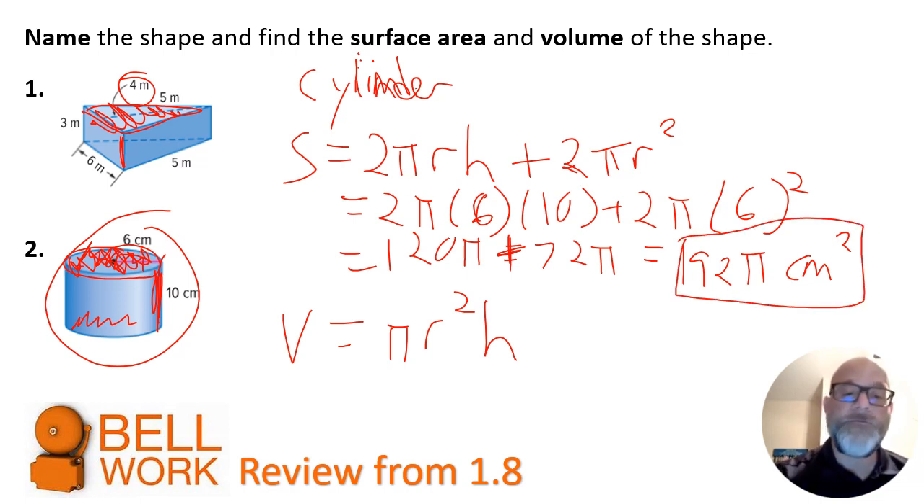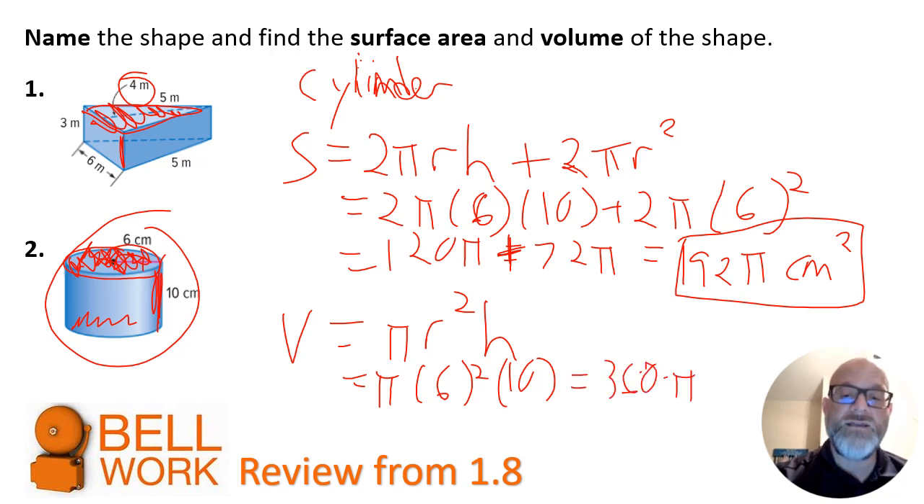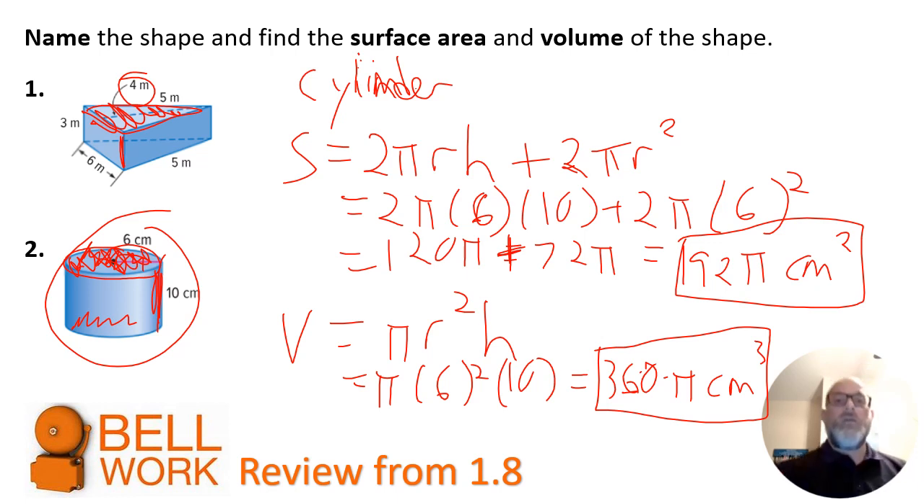All right, how about the volume? Well, we got pi times 6 squared times 10. 36 times 10 is 360 pi. And what will the units be here for volume? Centimeters cubed, because volume is always three-dimensional. All right, onward to the lesson.